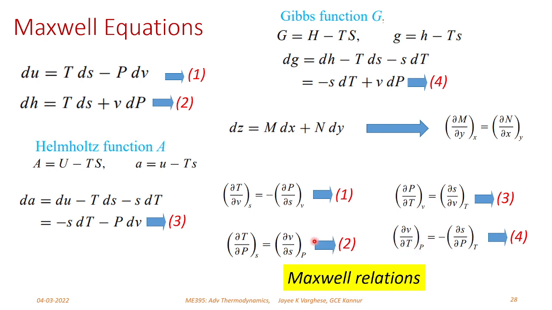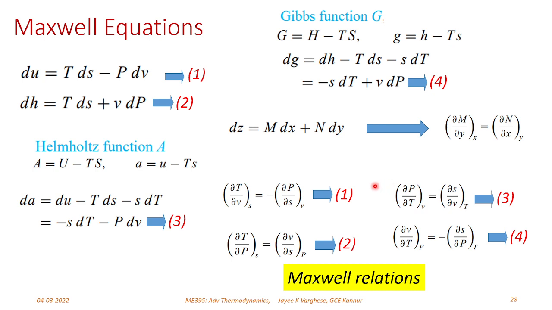Similarly, the second and the third equations are also reciprocals. So ∂T/∂P here becomes ∂P/∂T, and ∂V/∂S in the third equation becomes ∂S/∂V. Once we write like this, the constants swap. Here V is the variable in the denominator, so V is a constant here, and T will be constant on the right side. So you can easily remember this relationship.